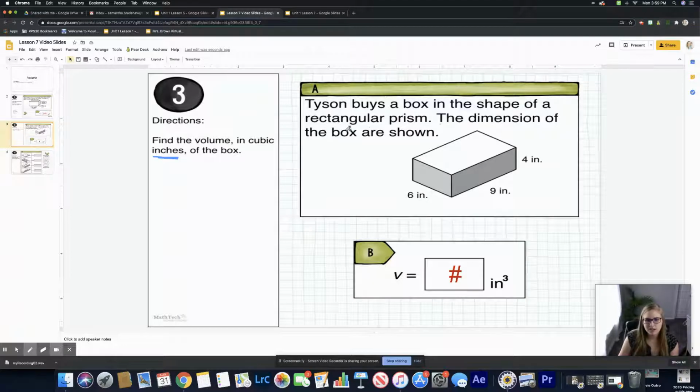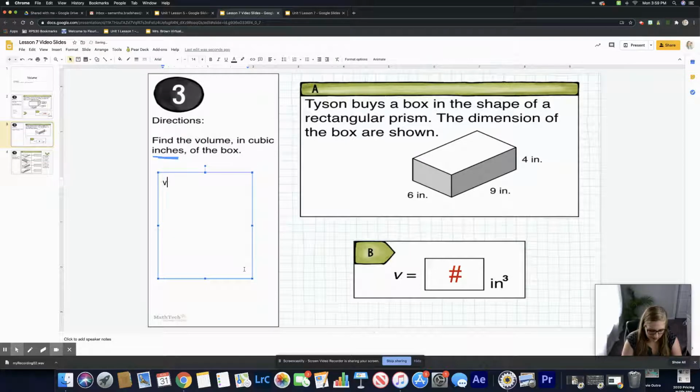The dimensions of the box are shown: 6, 9, and 4. I know that when I have to find volume, I can use volume equals base times height, or volume equals length times width times height. On this one, I'm going to use length times width times height.